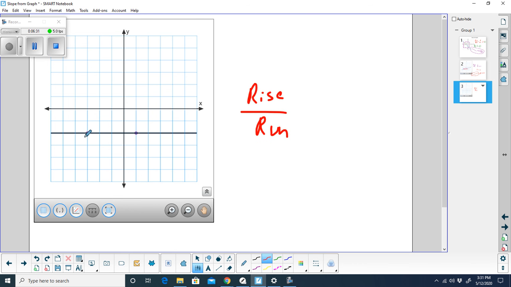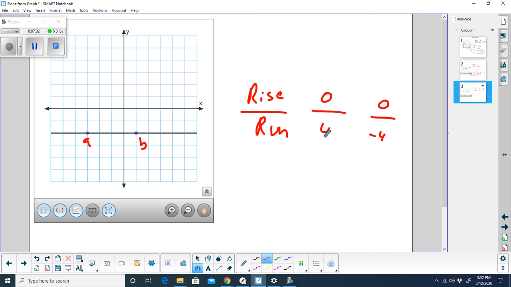So I'm going to call this point A, I'm going to call this point B. What's my rise to go from A to B? Well, I don't have to go up or down at all, so my rise is 0. What's my run? Well, if I go this way, it's 1, 2, 3, 4 to the right, so 0 over positive 4. If I go from B to A, my rise is still 0, but my run is 1, 2, 3, 4 to the left, so over negative 4.